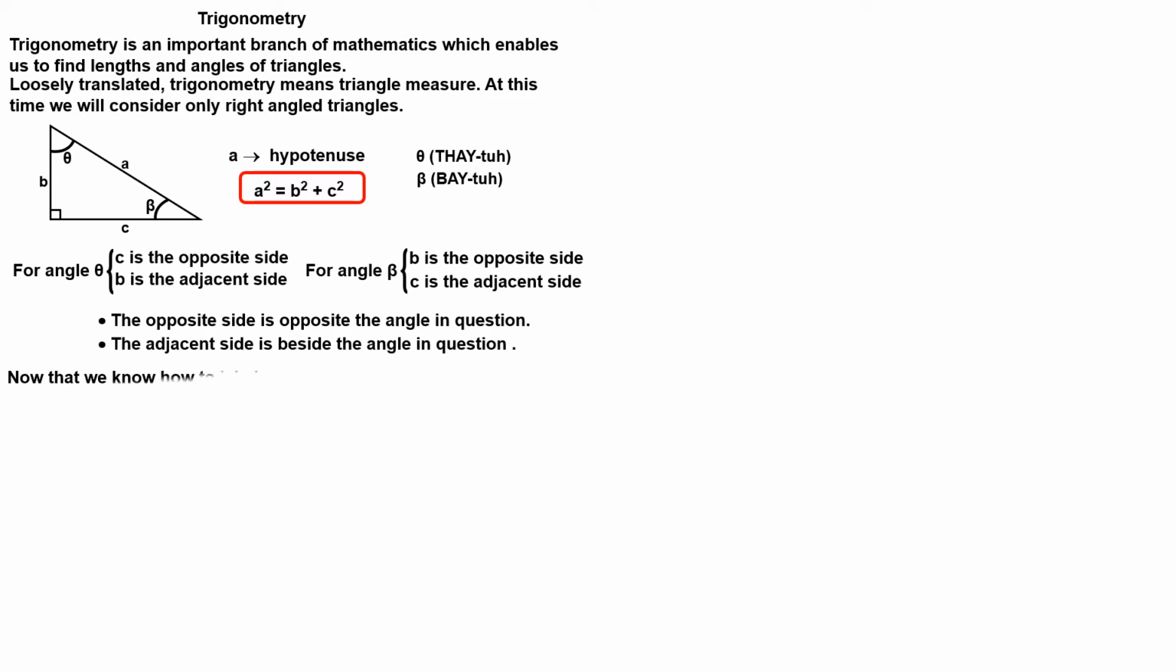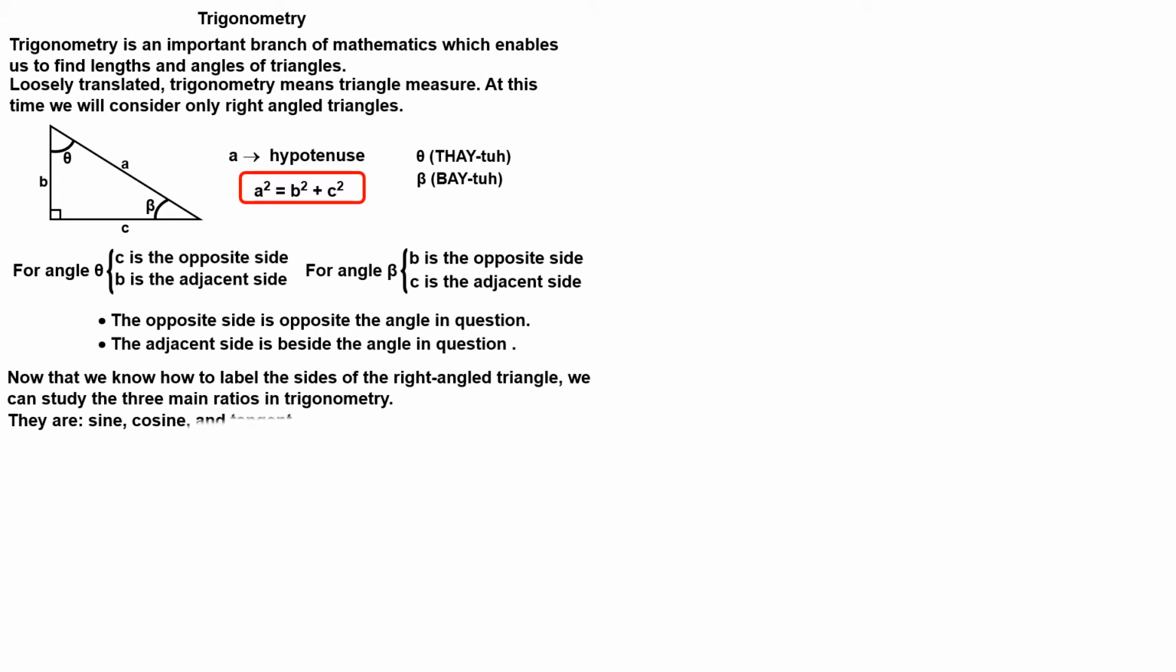Now that we know how to label the sides of the right-angled triangle, we can study the three main ratios in trigonometry. They are sine, cosine, and tangent. We abbreviate them to sin, cos, and tan. The three ratios are calculated by calculating the ratio of two sides of a right-angled triangle. In any right-angled triangle with one angle theta, we have sine of theta is side opposite angle theta over hypotenuse.